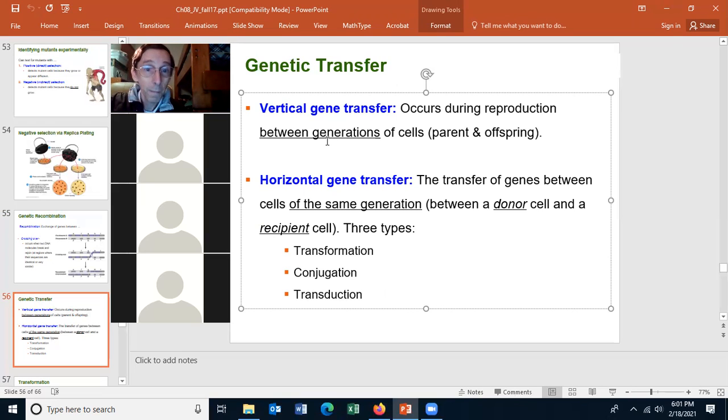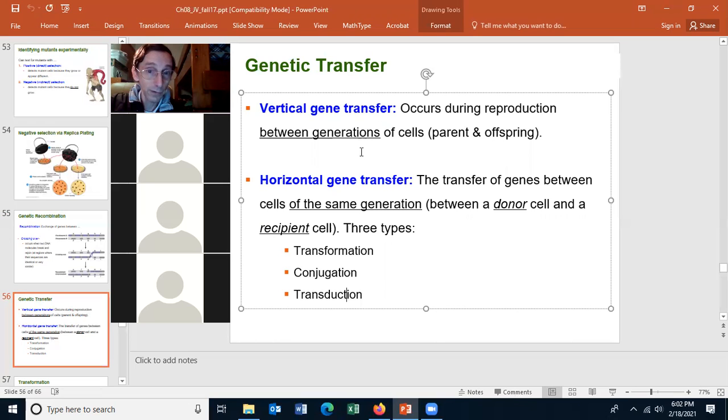Genetic transfer doesn't usually happen in vertical gene transfer. That's occurring during reproduction or between generations of cells. So the parent cell gives rise to 2 daughter cells, or 2 parents in humans give rise to 1 offspring. That's vertical gene transfer, where the DNA is passed from 1 generation to the next generation.